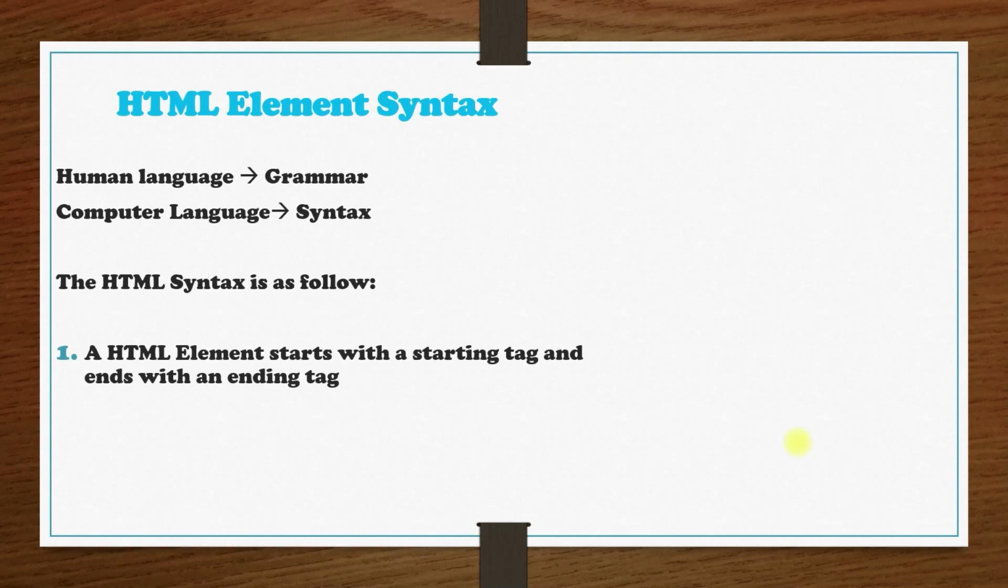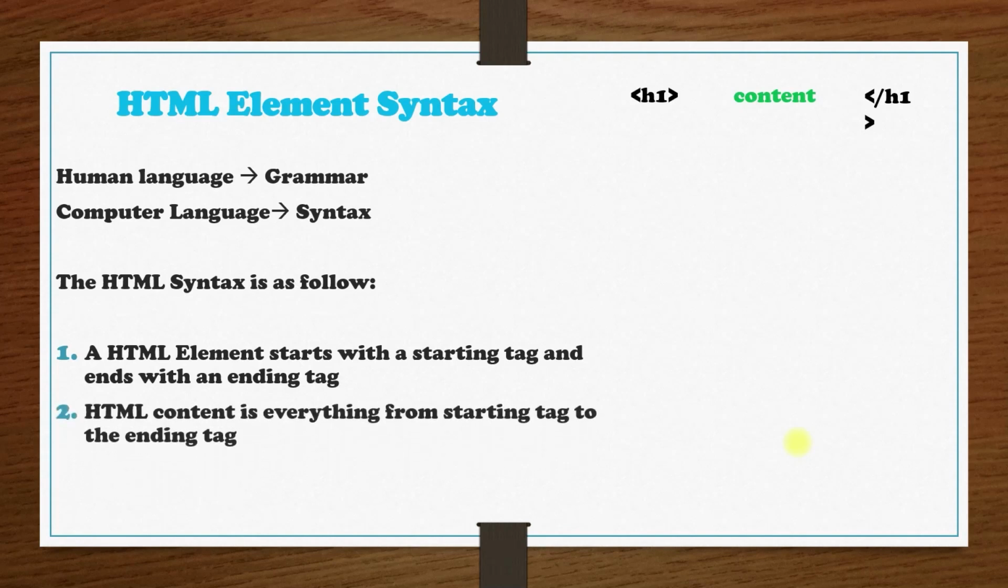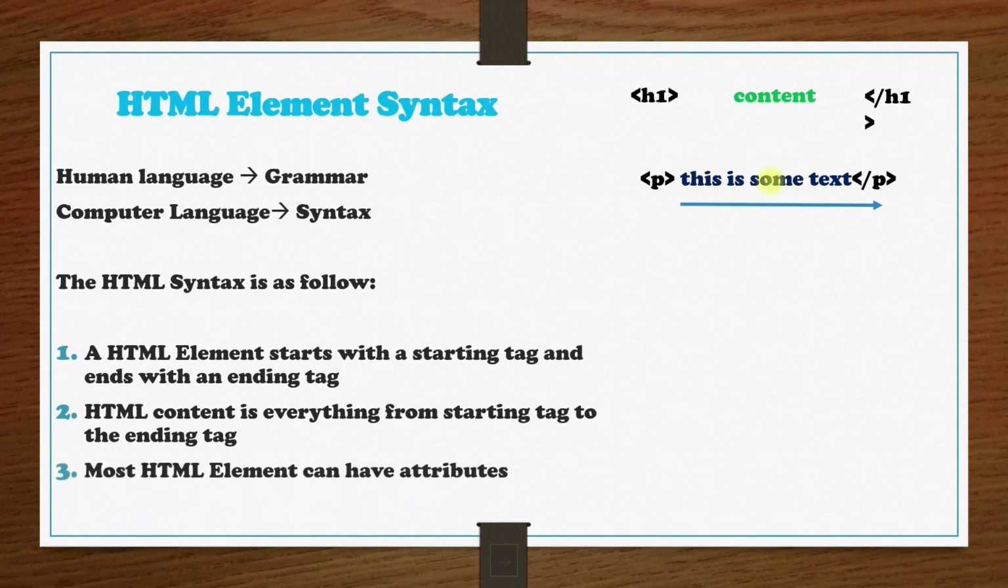An HTML element starts with a starting tag and ends with an ending tag. Let's see by an example. Look, first I have the starting tag, then I have content, and then I have the ending tag. The second rule. HTML content is everything from starting tag to the ending tag. It means from a starting tag up to the ending tag, whatever you can see inside them, that's called what? Content.